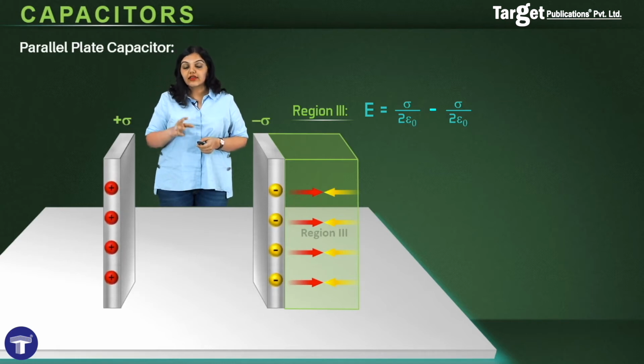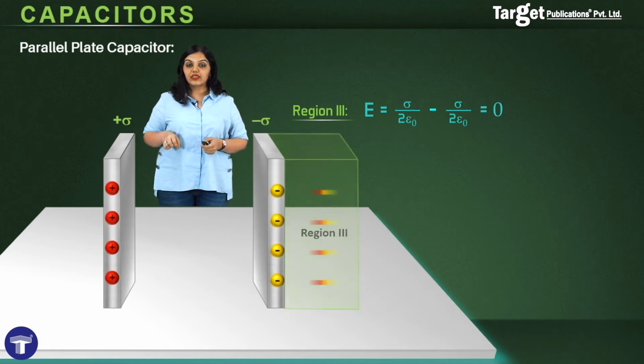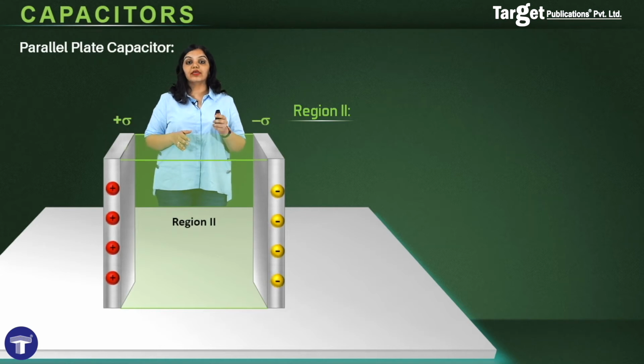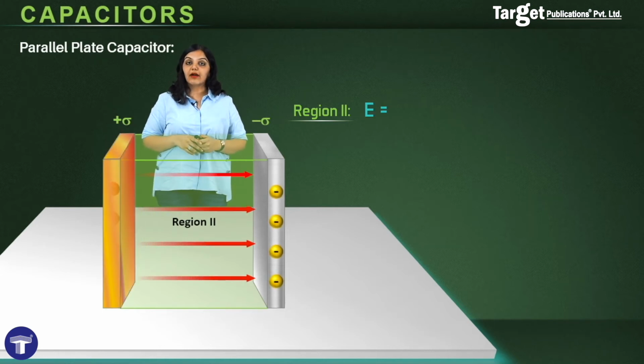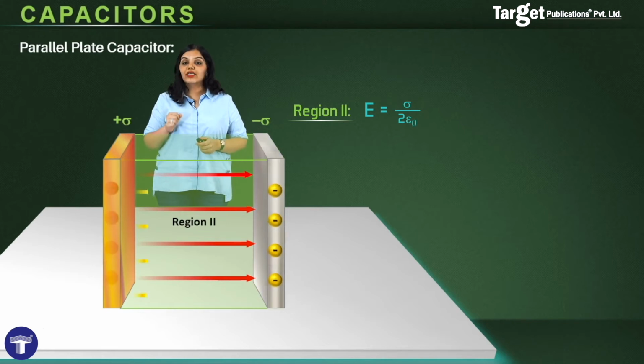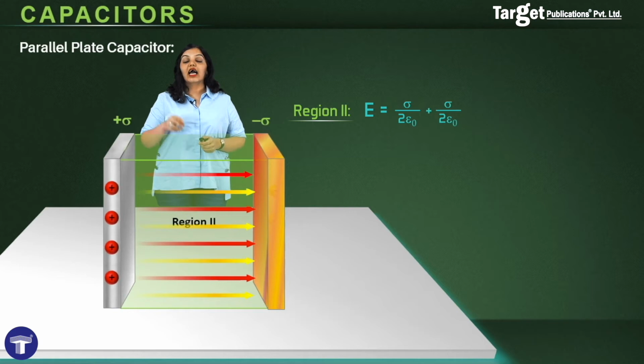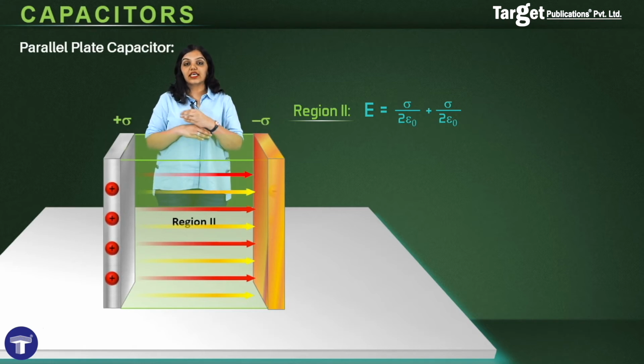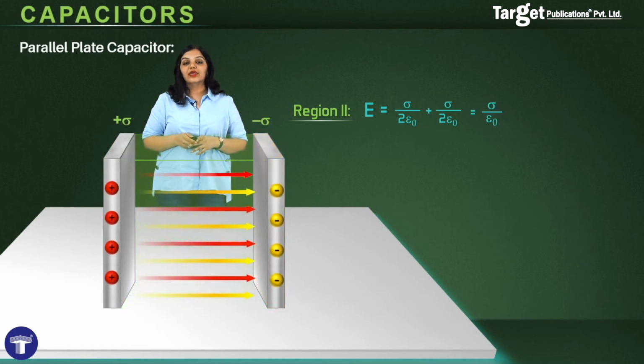The final thing remaining to analyze is the region between the two plates. Between the two plates, we will see that the electric field due to the positive plate will be towards the right, and therefore I write down sigma upon 2 epsilon naught. But the electric field due to the negative plate will also be towards the right, and therefore this time I will write plus sigma upon 2 epsilon naught because they actually add up to each other. That is, they are not in the opposite direction, they are in the same direction, and therefore their magnitudes actually get added up, and we get that the total field between the plates will be E is equal to sigma upon epsilon naught.